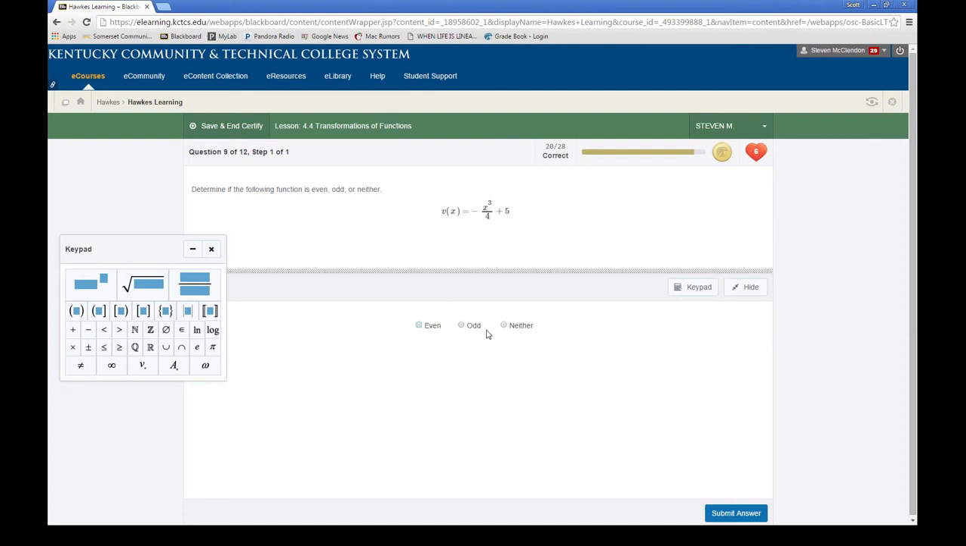All right, even, odd, or neither. Well, x cubed is automatically odd if it's the parent function. But now if I move it, if it gets shifted at all, left, right, up, or down, it loses its symmetry about the origin. And that plus 5 is going to move it off of the origin. It's going to shift it up 5. So it becomes neither. It loses that symmetry.